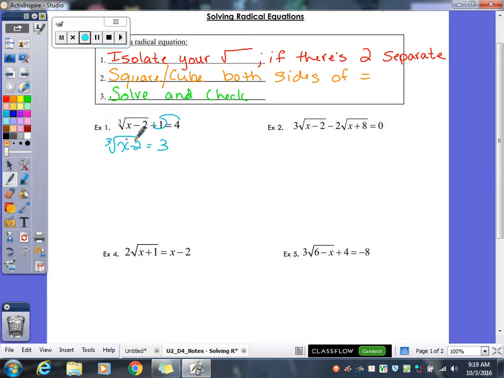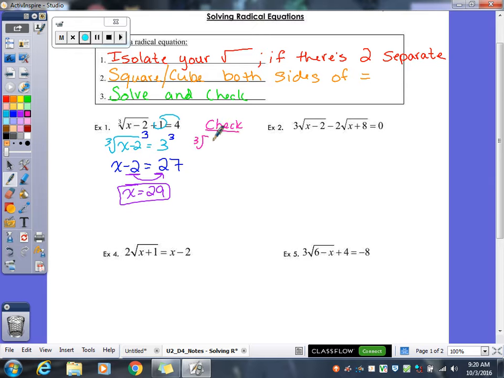So since it's a cube root, I need to cube both sides of my equal sign, because that cube root and then cubing the side, those cancel each other out, so then we're left with x minus 2. And then 3 to the third power is 27. So then my last step here to solve for x would just be to add my 2 over to the other side, so we get x equals 29. So then what we need to do is we need to go and check.